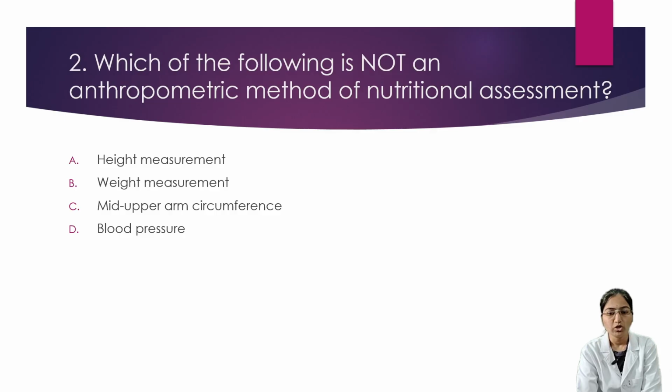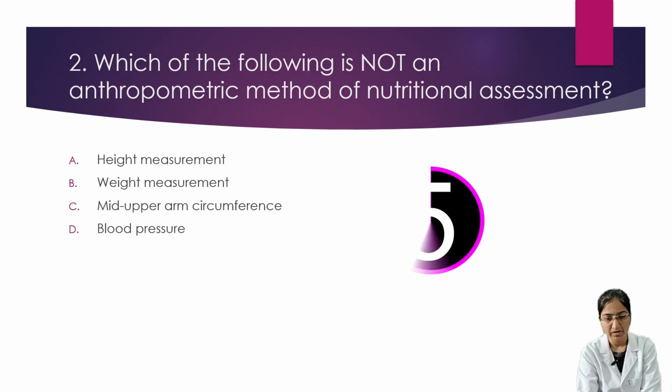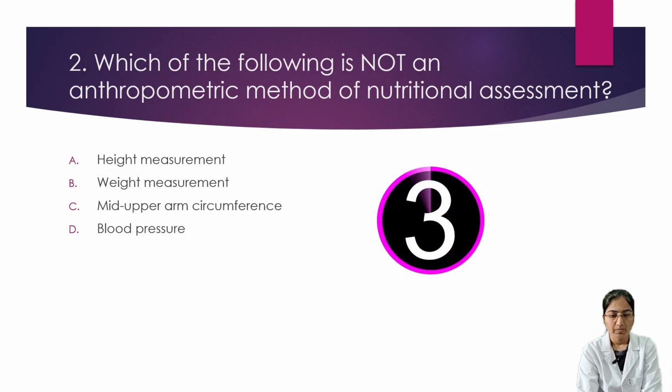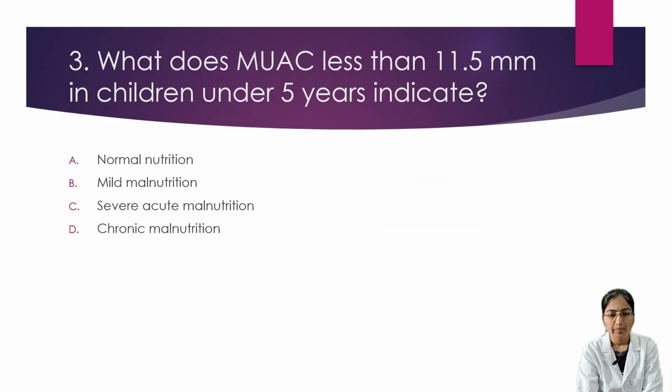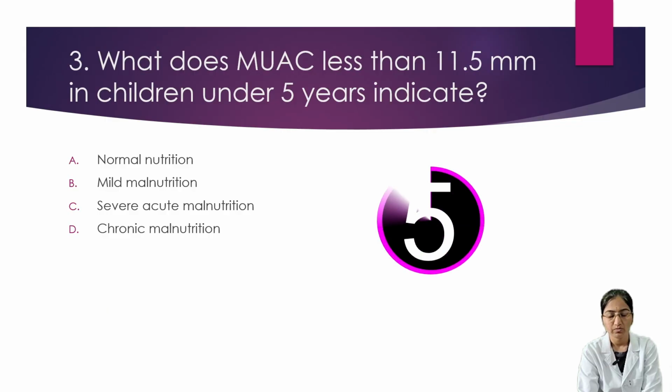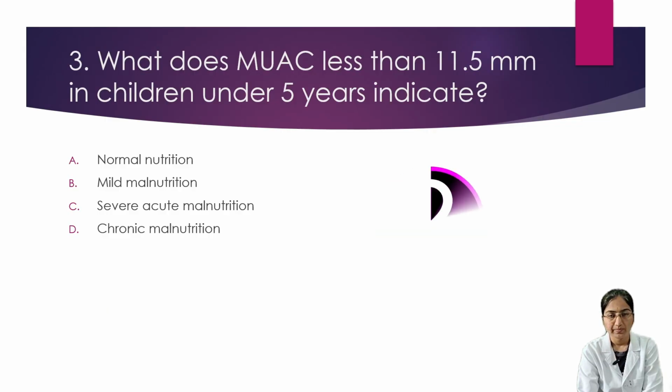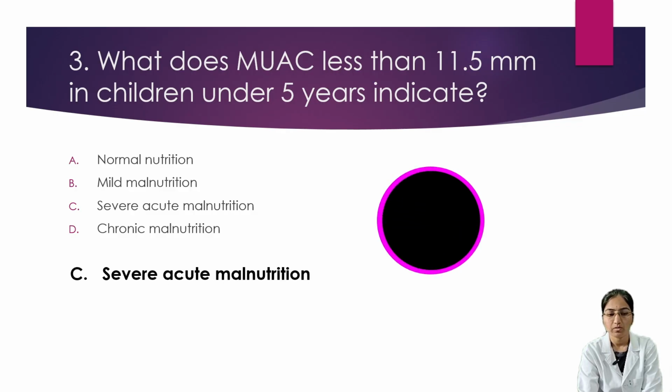Next question. Which of the following is not an anthropometric method of nutritional assessment? Options are here. Blood pressure. What does MUAC, that is mid-upper arm circumference, less than 11.5 mm in children under 5 years indicate? What is severe acute malnutrition?